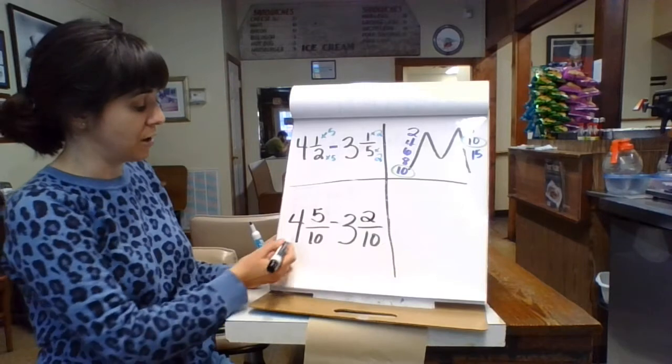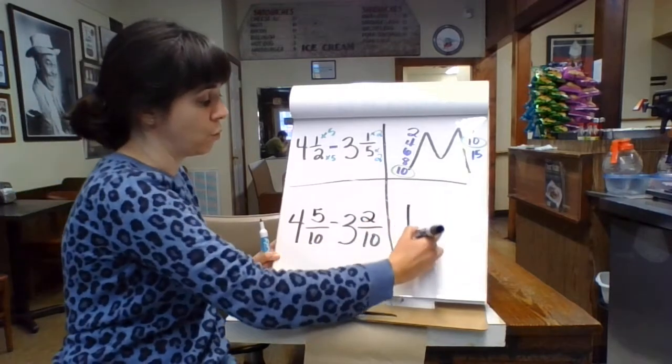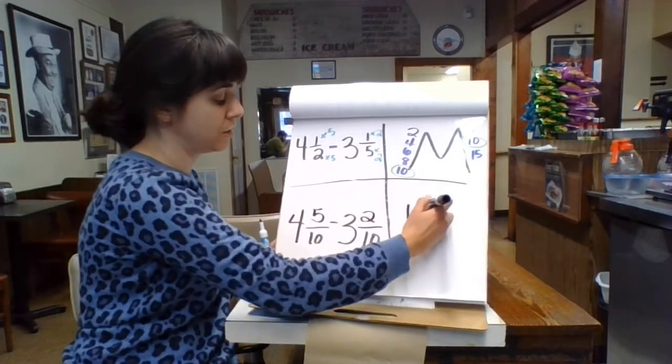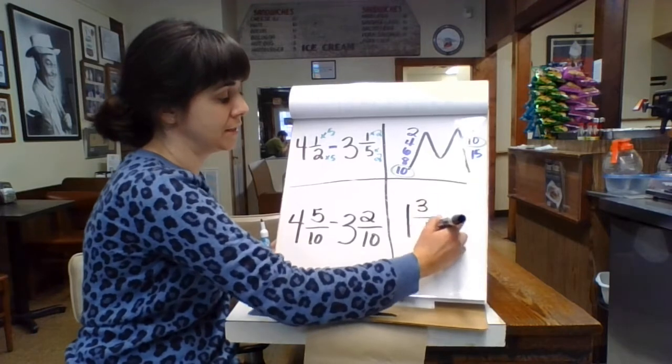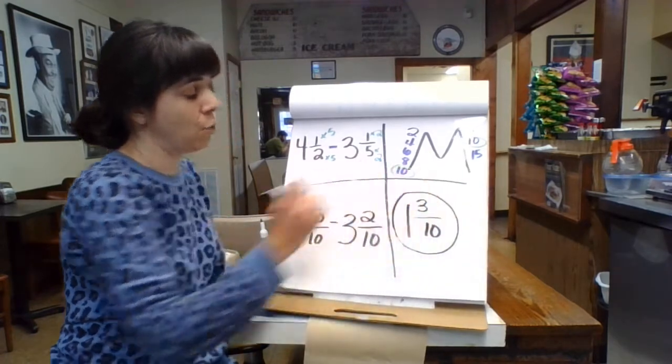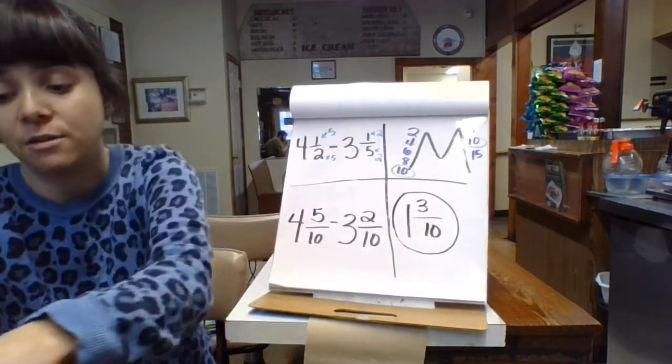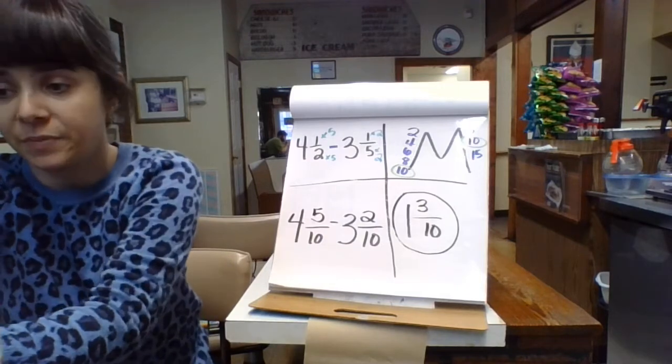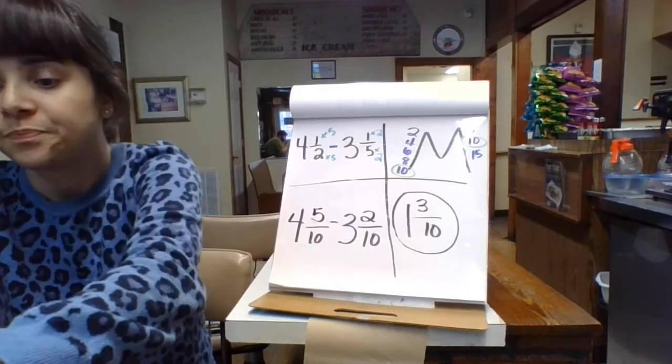And then I can just subtract. 4 minus 3 is 1. 5 minus 2 is 3. And then 10 is going to stay the same. So she's going to have 1 3/10 pounds of potatoes left over after she makes the soup.